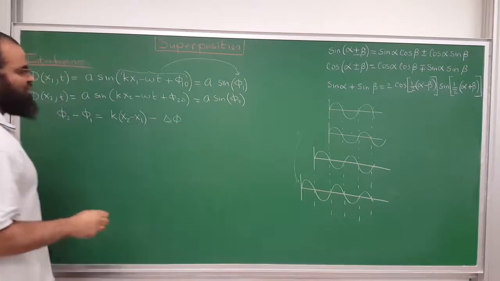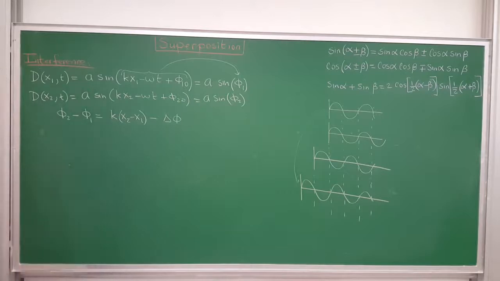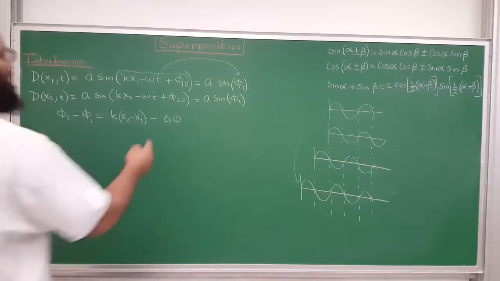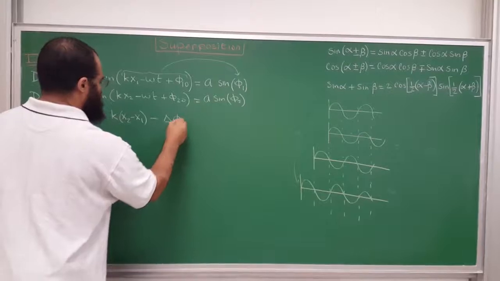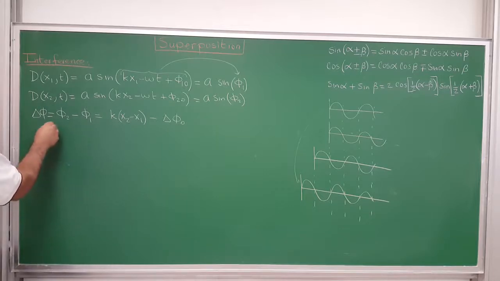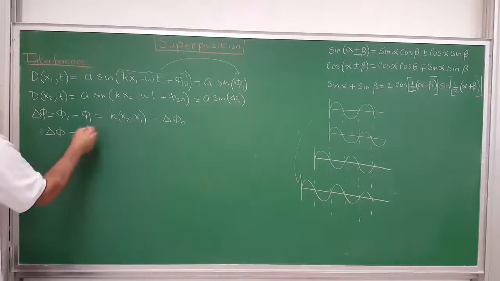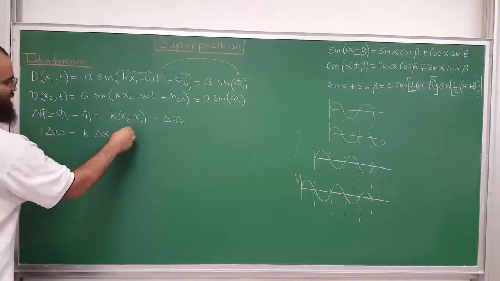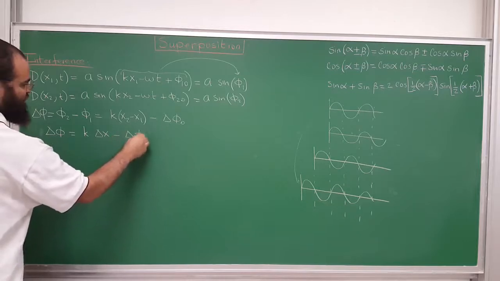Delta phi here. Let me just check the notation that the book uses. They call it delta phi 0 here, and this here we call delta phi. So delta phi is equal to, this we call delta x, k times delta x minus delta phi 0.